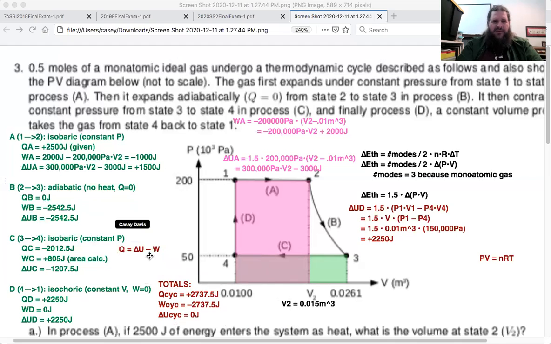So that fills in all the values we're going to need. We've got every heat, every work, every delta U for each process individually and for the entire cycle. Any questions on that so far?